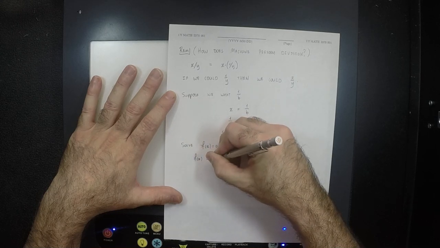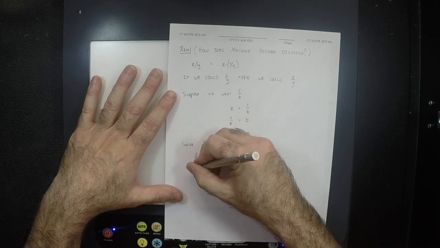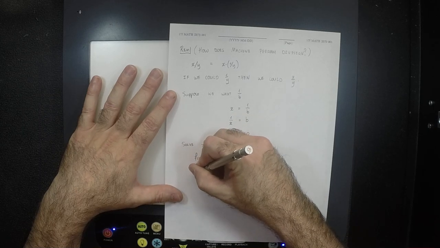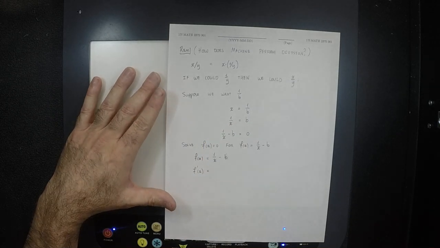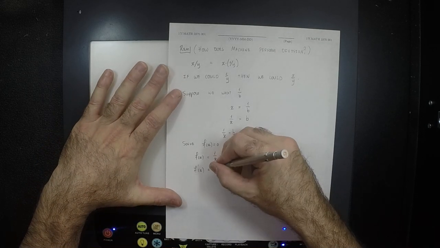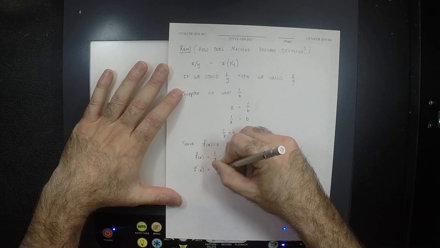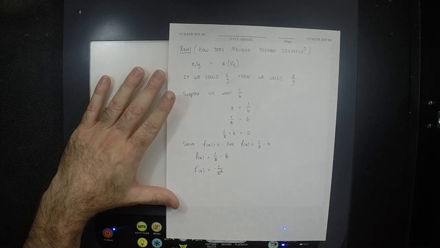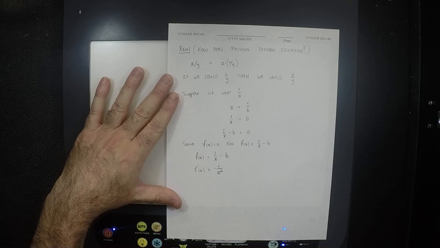So if f of x is this, then again, I'll ask for the aid of the calculus folks. Would you please tell me, what's the derivative of 1 over x minus b? Negative 1 over x squared. And again, that's certainly true. I'm not misleading you, but it's just not relevant exactly why that is here and now.